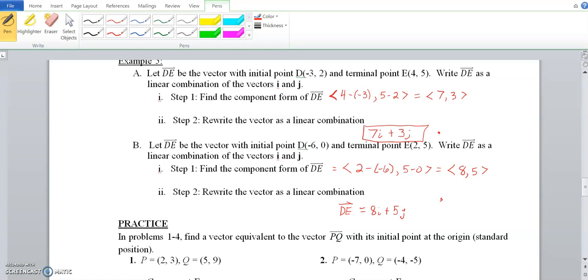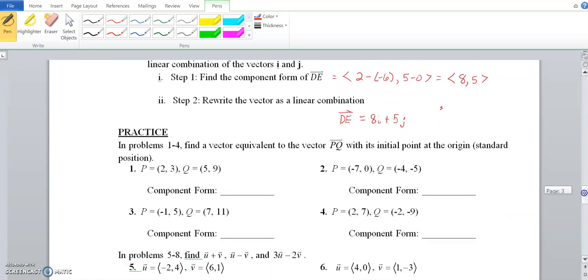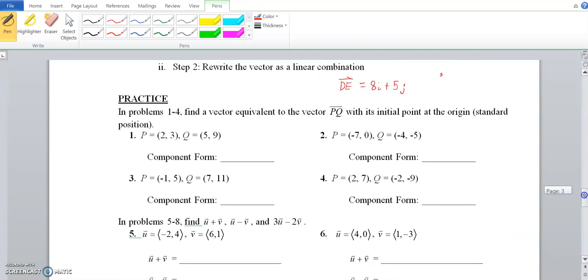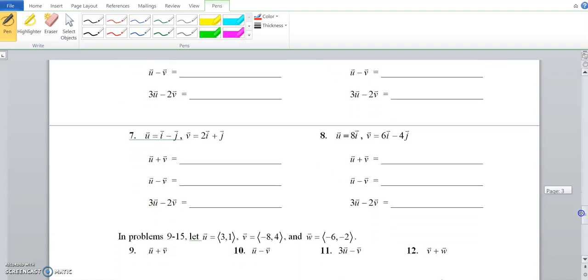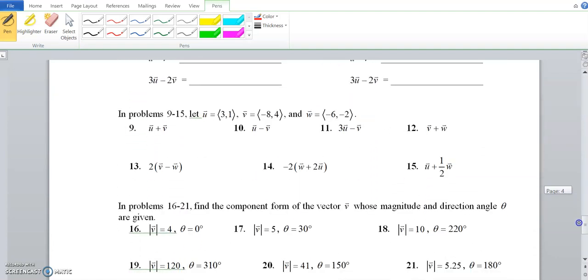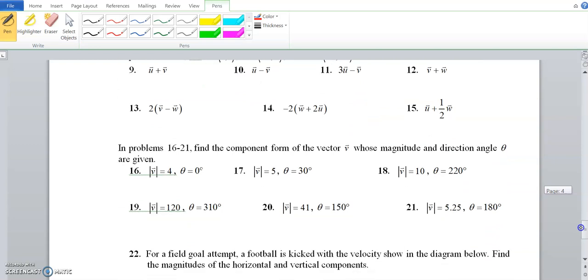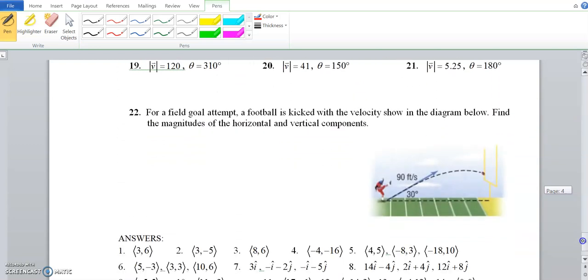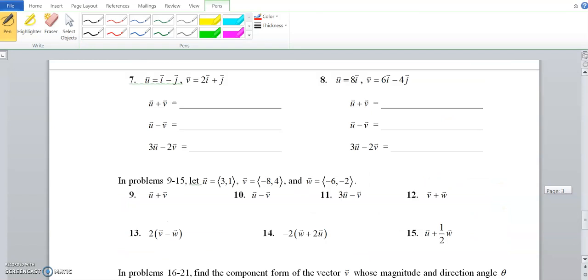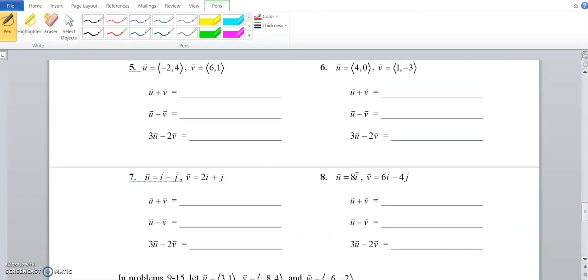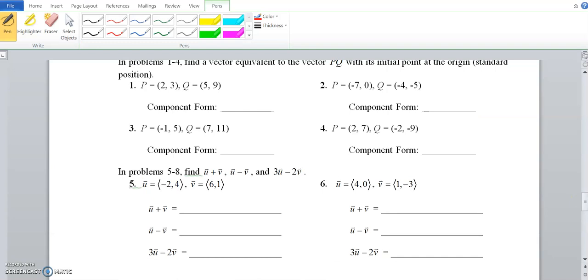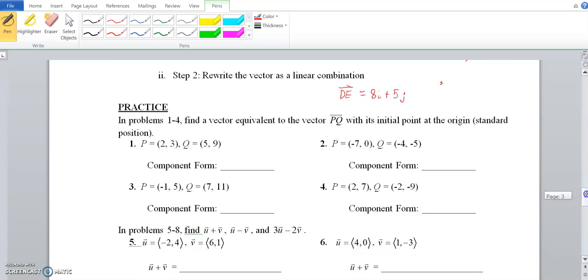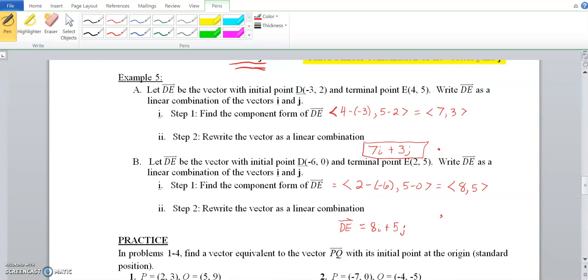That's it. That's the last thing. We've got practice problems, turning vectors into component form, doing some addition, and then breaking them up. And there it is, that is all of lesson 4-1. It's the foundation for all the rest of Unit 4. We will build on this quite a bit, so make sure you get a good grasp and understanding of this section.